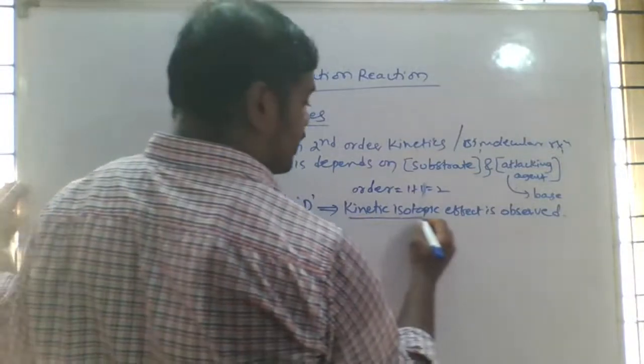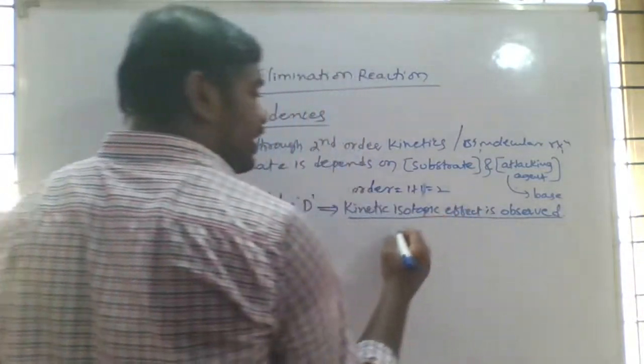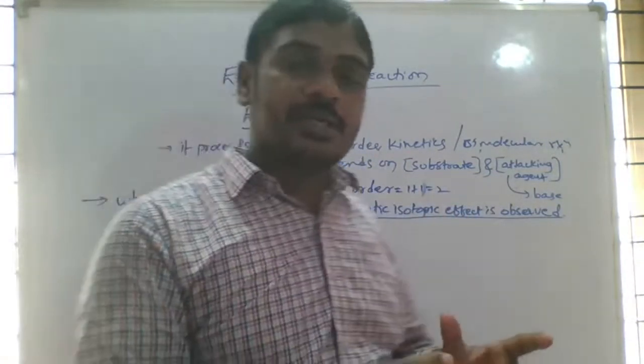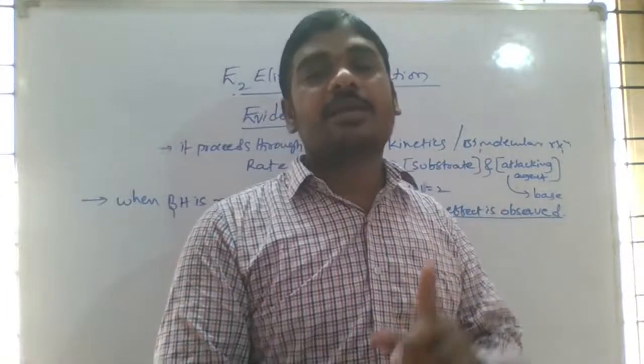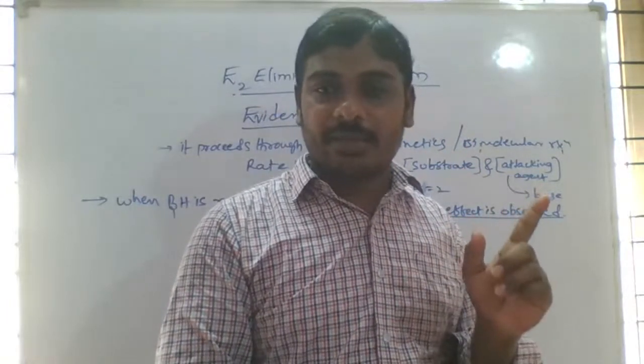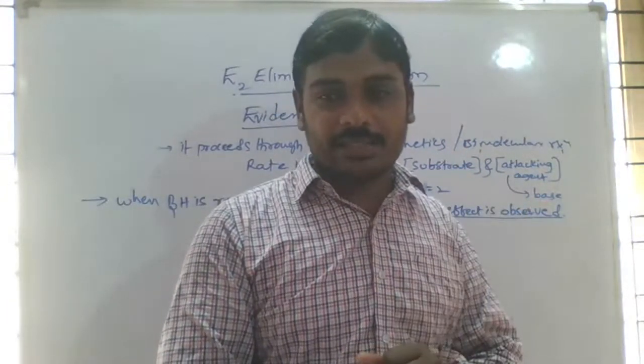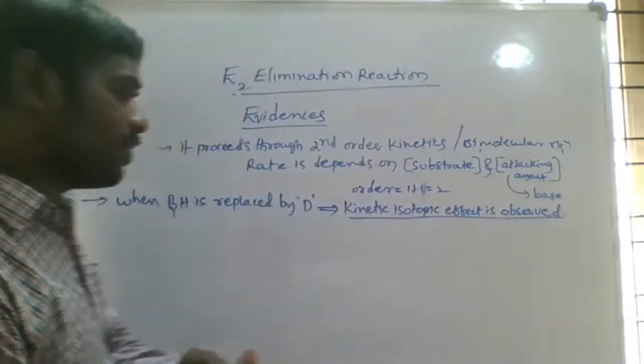Anti-isotopic effect is observed. So this kinetic isotopic effect is not observed in the case of the E1 elimination reaction, but the kinetic isotopic effect is observed in the E2 elimination reaction. So in this case, what happened here?